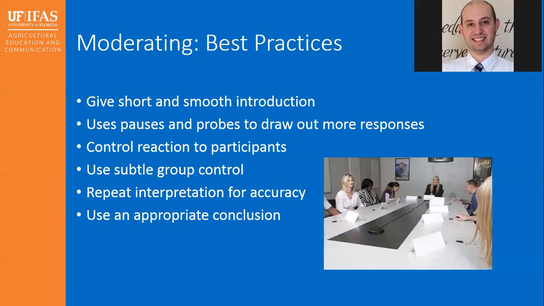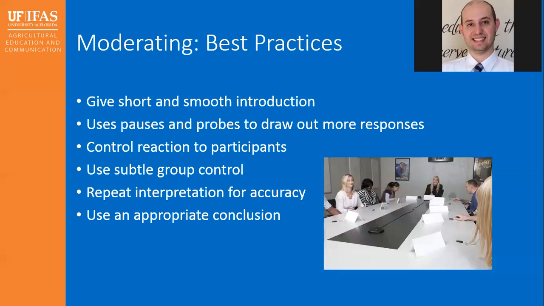And then call on quiet participants. They are often reflective thinkers and have wonderful things to offer. So you want to invite them to share by saying something like, Maria, I don't want to leave you out of this discussion. What would you like to add? So making sure that you bring out some of those introverts to share their information through that process.